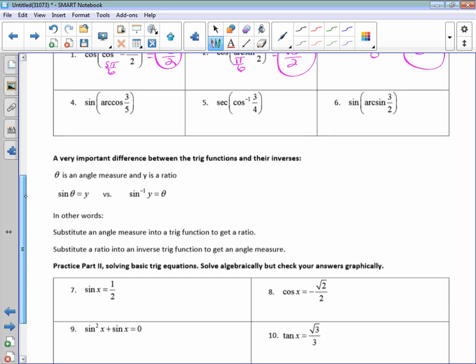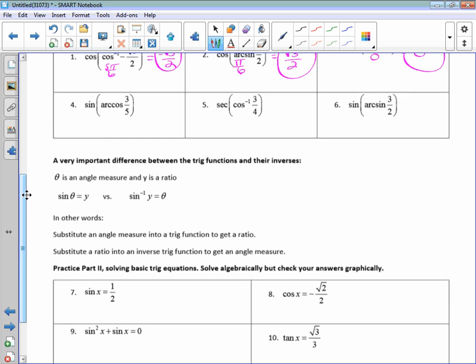Okay, now things get different on number 4. We have the sine of the arc cosine of 3/5. Is 3/5 on your circle? No. So, we're going to draw a little picture. Your only choices for arc cosine or inverse cosine are the first or second quadrant, right? And this is positive 3/5.